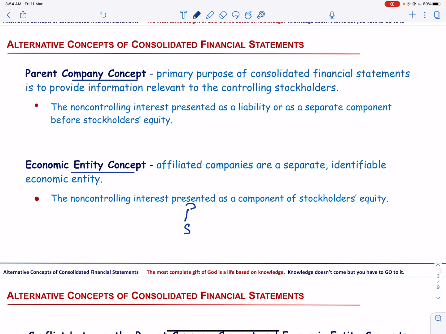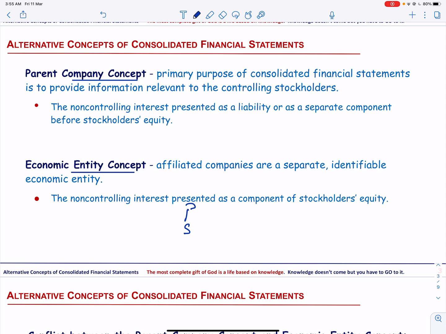The primary purpose of parent company concept is to prepare consolidated financial statements relevant to the controlling stockholders, while the non-controlling interest is presented as a separate component before stockholders' equity in the consolidated financial statements. However, the economic entity concept treats both controlling and non-controlling stockholders as contributors to the economic unit's capital. Thus, the non-controlling or minority interest is presented as a component of equity in the consolidated financial statement.